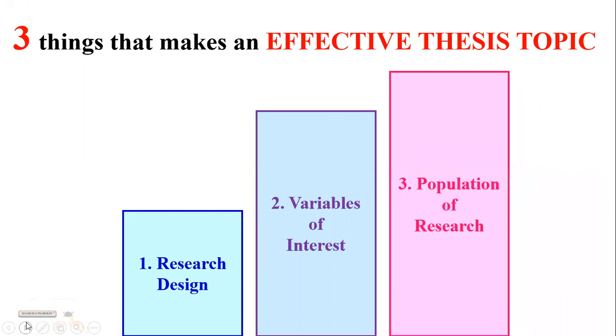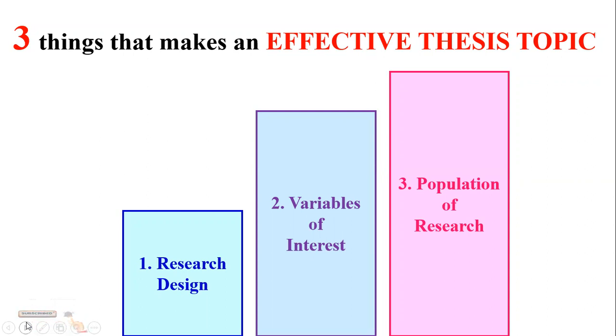And the last one is the population of research, the most important. Some students miss the first and third parts and only write variables of interest. No, such a topic is so ambiguous and so poorly written. So you must include these three things. First, research design, which research type you would choose for your study. Then population, where you collect your data, right? And the variable of interest, which you should be well aware of, because you just write about the variable of interest.